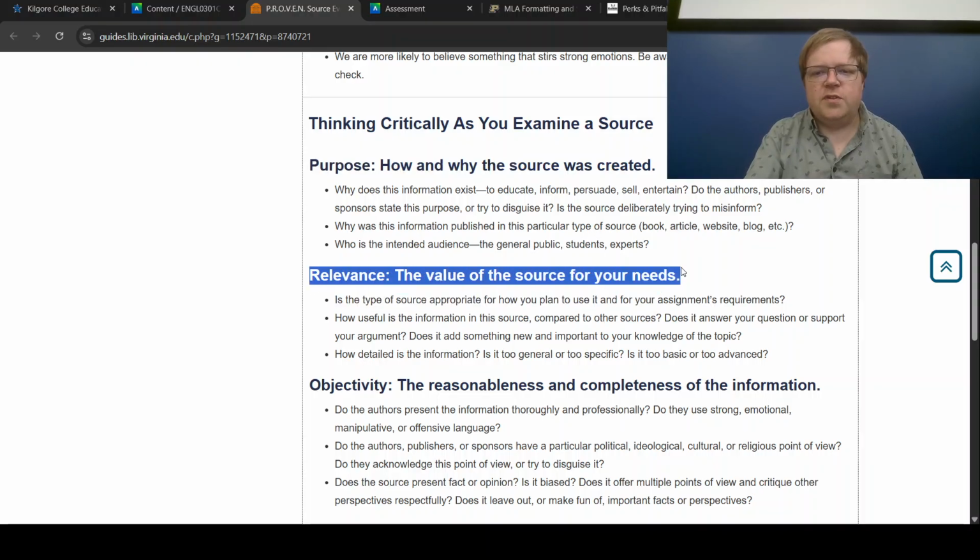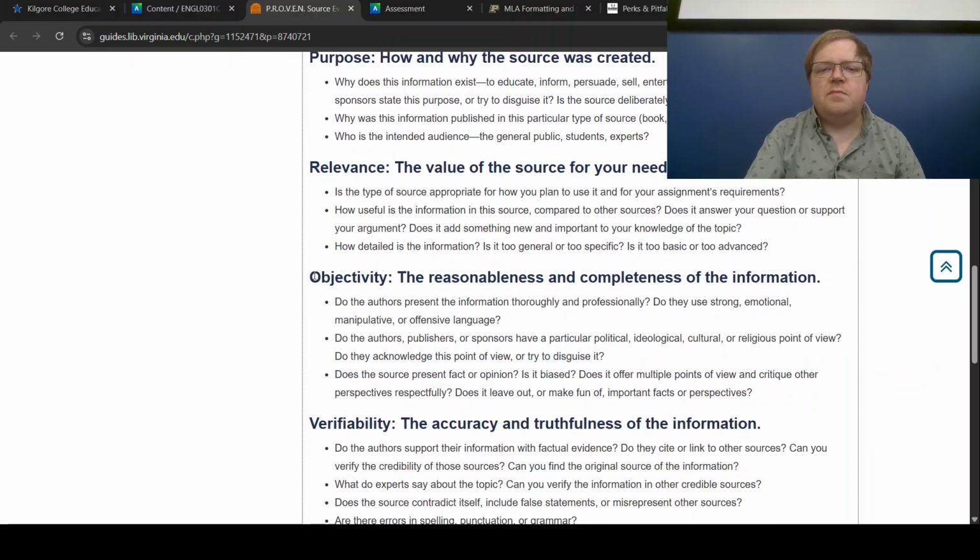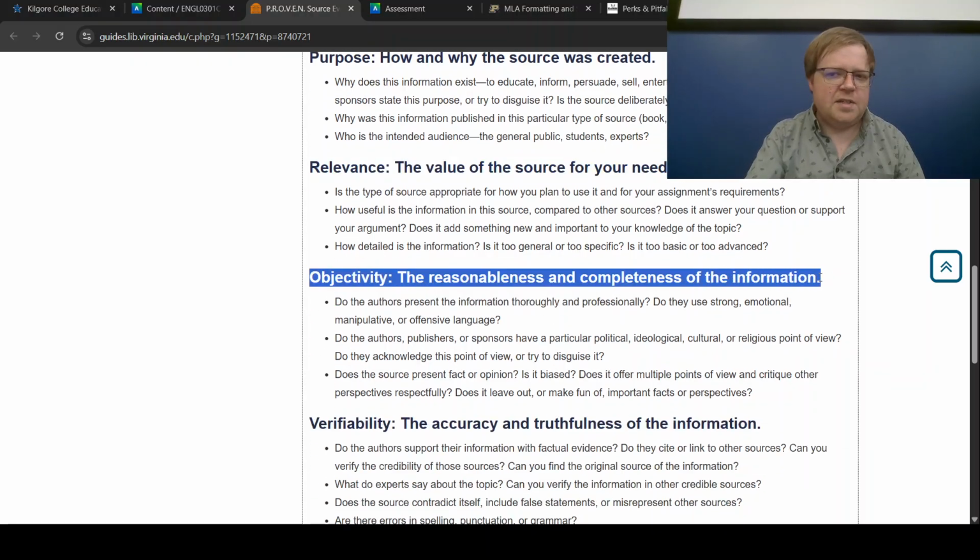Relevance: is it relevant to what you're talking about? Is it a source that is on the same topic as you? Objectivity: is the author biased in any way? Would they have a reason to be biased? And how do you know or not know that? Are there different sides to this issue? Sometimes objectivity isn't as big of a deal as others, but especially in political articles, you're going to need to check for this.